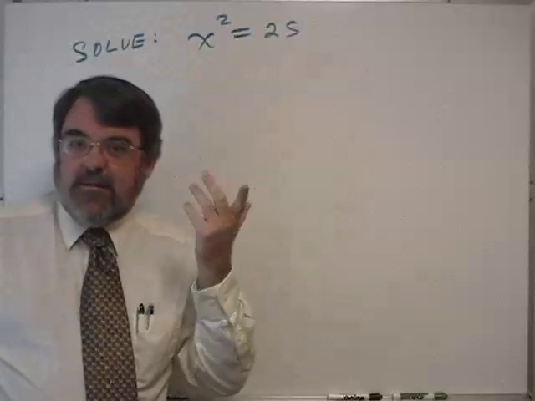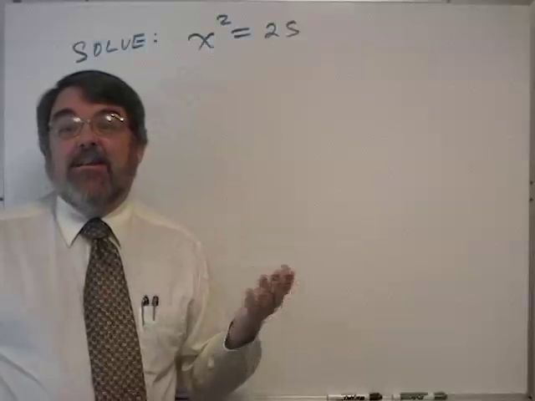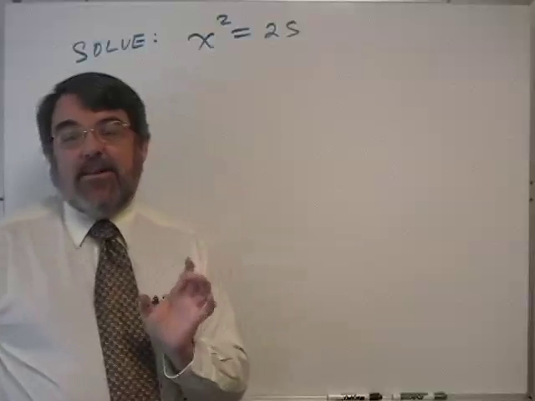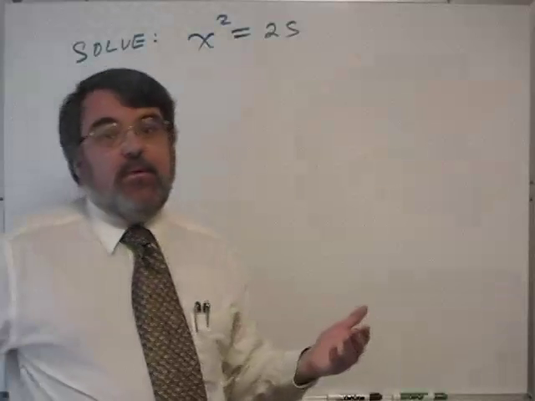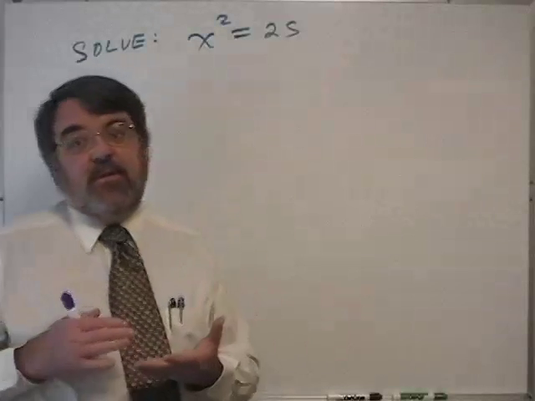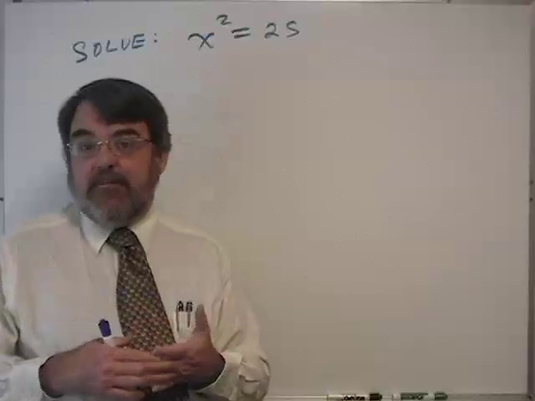But there's another answer, isn't there? Negative 5, when you square that number, also gives you positive 25. So there really are two answers here, 5 and negative 5.